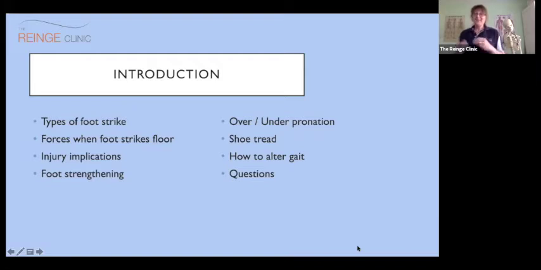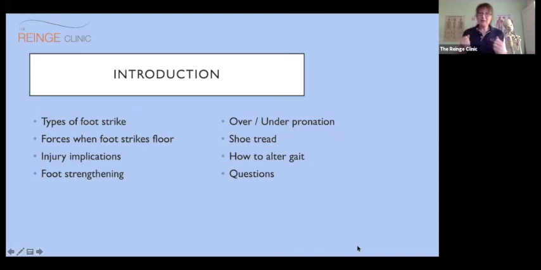We're then going to look at the injury implications. So again, depending how you strike the floor, depending how your body deals with those forces, will depend what sort of injuries you are likely to get. And I'm going to finish by talking about foot strengthening, which is absolutely essential in runners. Then I'm going to hand over to Ian.